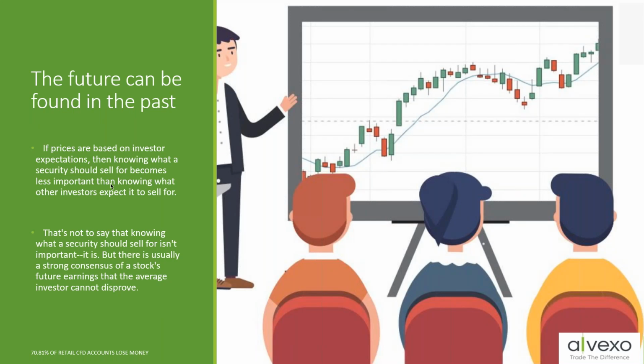So if prices are based on investors' expectations, then knowing what a security should sell for becomes less important than knowing what other investors expect it to sell for. Now, that's not saying that knowing what a security should sell for isn't important, but there is usually a strong consensus of a stock's future earnings that the average investor cannot disprove.